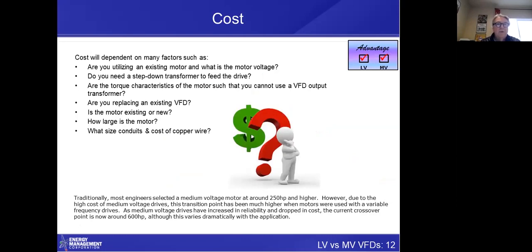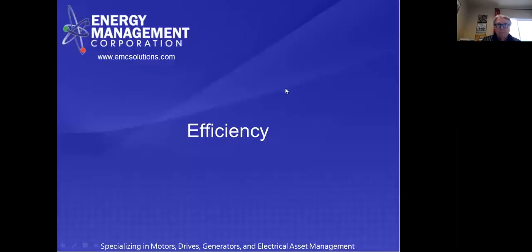Is the motor existing or new? How large is it? The conduits can make a difference. You've got an 800 horsepower motor, you've got a lot of amps, you've got a lot of cable. And so over any significant distance, that medium voltage drive can certainly save you in cabling, and that can affect your conduits and your distribution throughout. So it could be either.